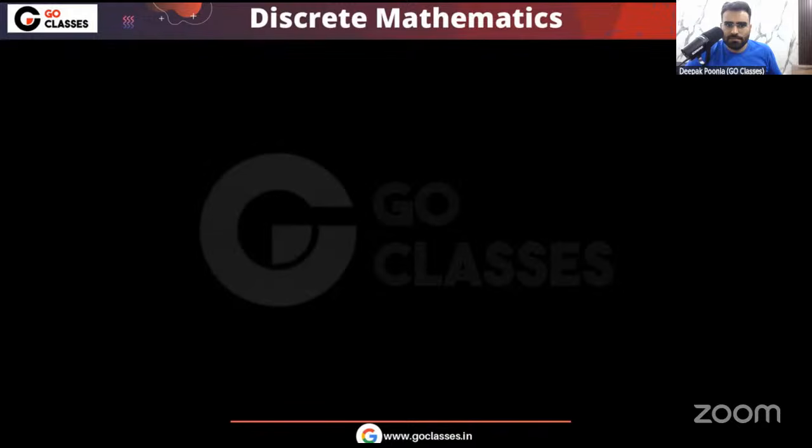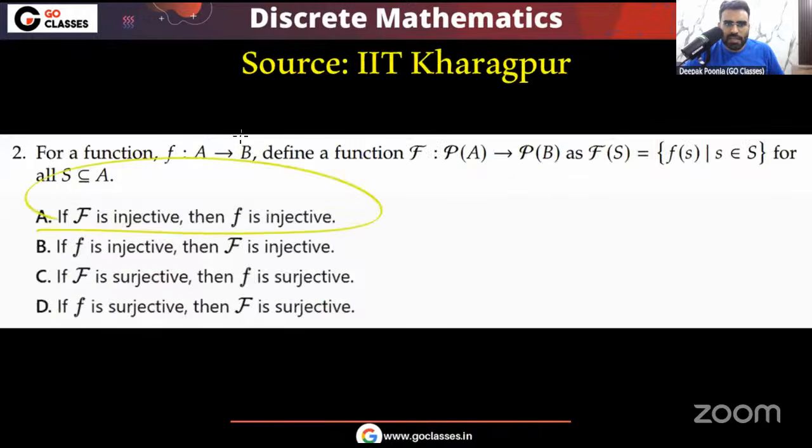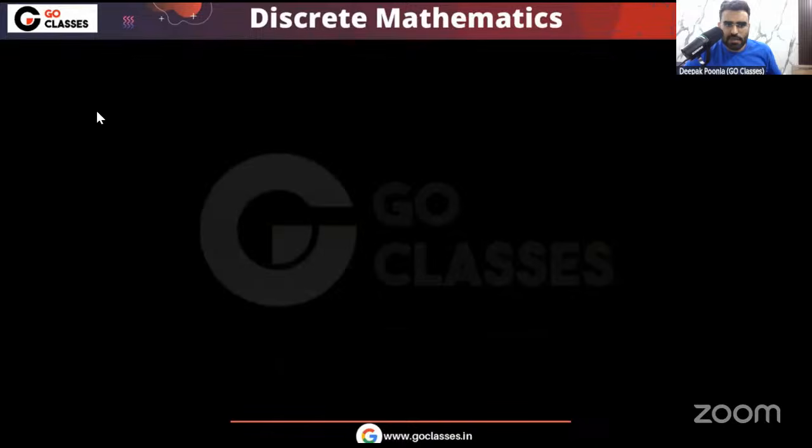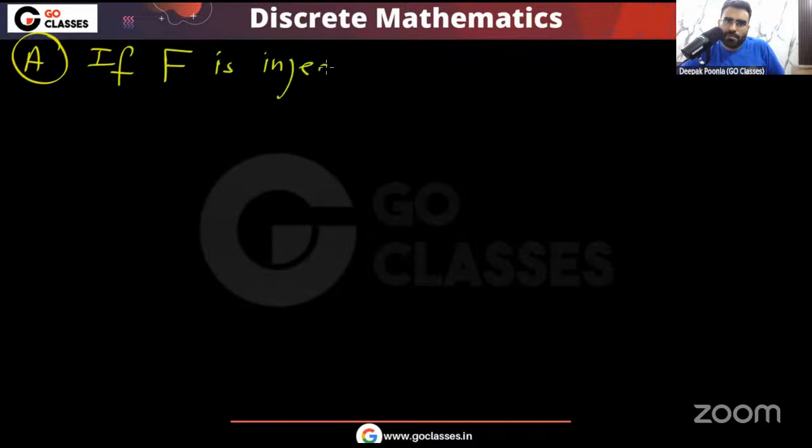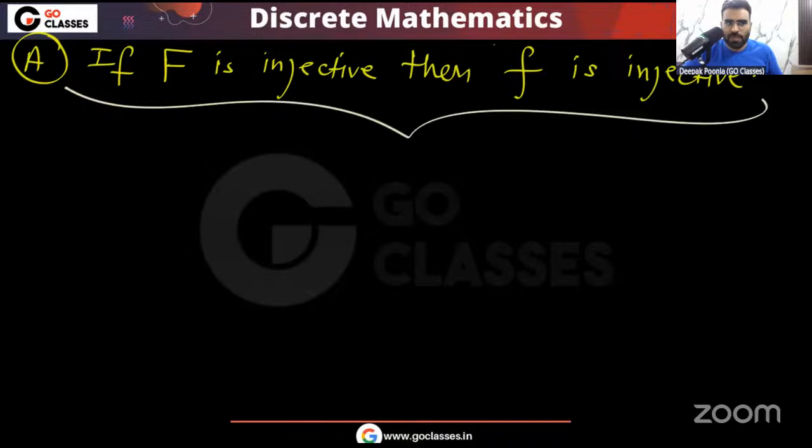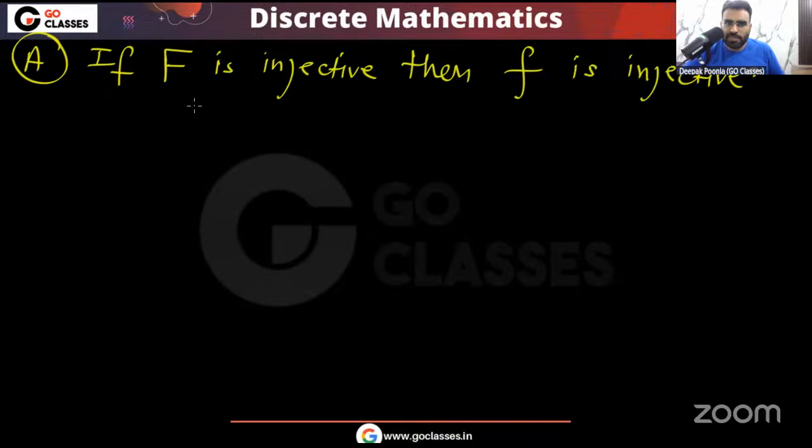Now let's see option A. Let's check this. Option A is saying that if capital F is injective, then small f is injective. Now let me tell you, this statement is actually true and we need to prove it. This statement is true, and by contradiction we can easily prove it.